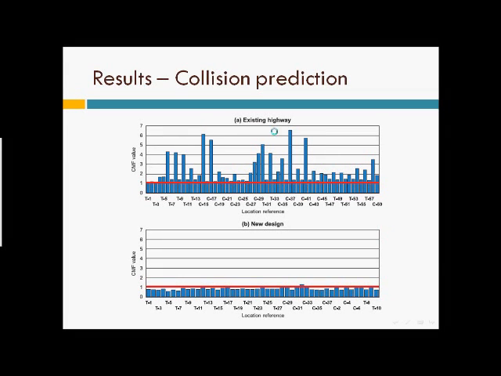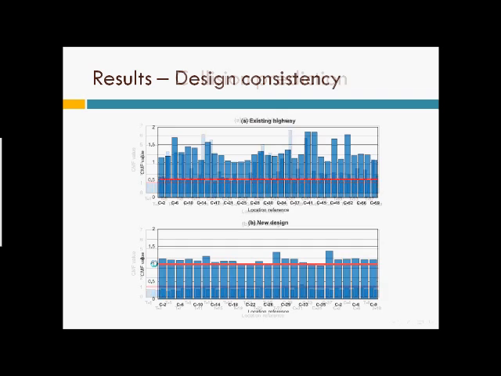This is the results for the existing highway for the City Sky and the new proposed design, which was done by two engineering firms. And as you can see, we have a very high collision modification factor in the existing highway, but in the new design we have a very low collision modification factor. That means that we will have fewer collisions per year.